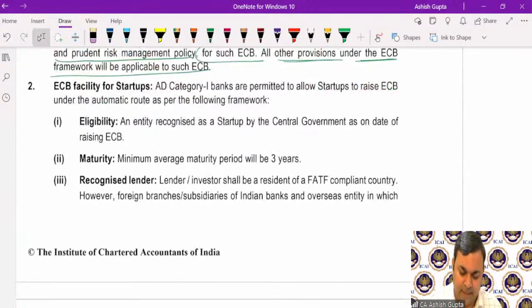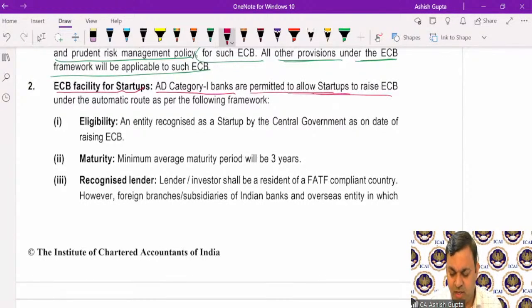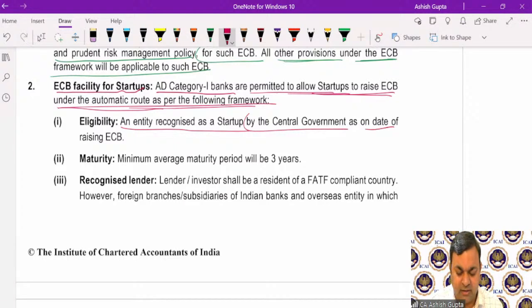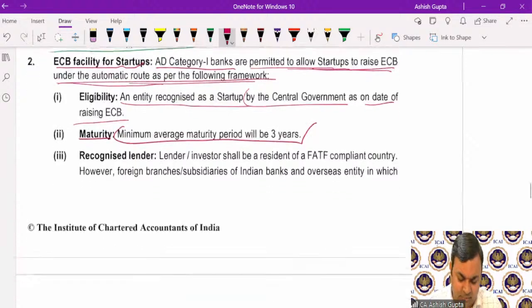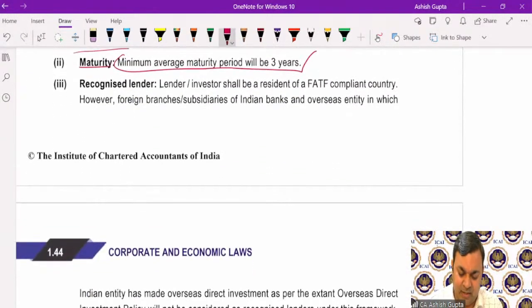For startups, ECB facility for startups. AD Category 1 banks are permitted to allow startups to raise ECBs under the automatic route as per the following framework. First, eligibility: an entity recognized as a startup by the central government as on the date of raising ECB. The entity should be recognized as a startup. Maturity: the minimum average maturity period is 3 years, the same as for oil marketing companies. Recognized lender: lenders and investors shall be residents of an FATF compliant country.